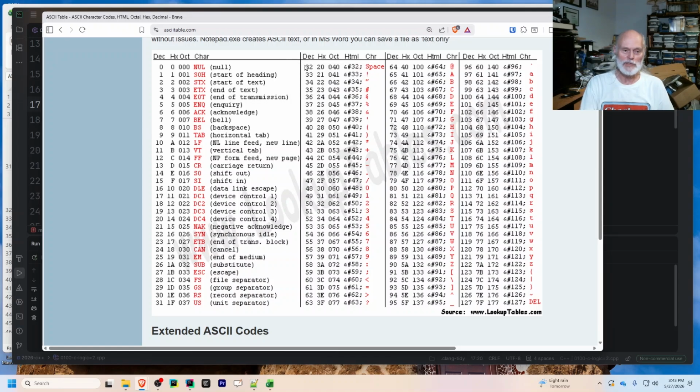The blank space is a decimal 32. The number 0 treated as a character is a 48. The letter A is a decimal equivalent to a 65. And that's the capital A, and the lowercase a is a 97.